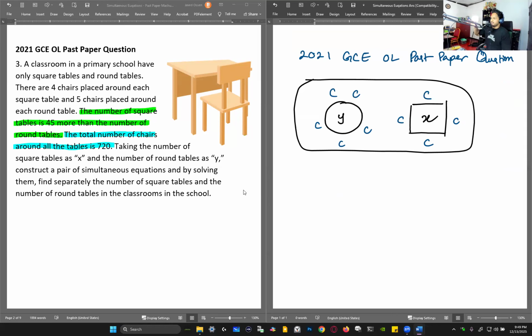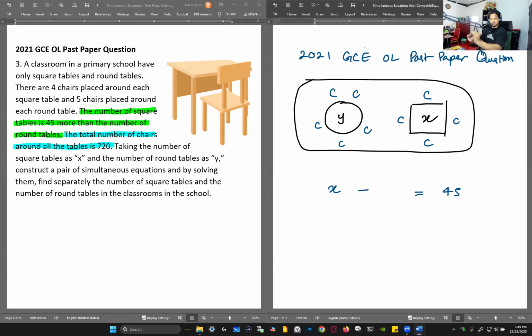The number of square tables is 45 more than the number of round tables. So how do I do this, Miss Fatima? 45 more. What is bigger? Now tell me this, the number of square tables is 45 more than the number of round tables. What is the big number? Is x the big number or y the big number? X is the big number. Well done.